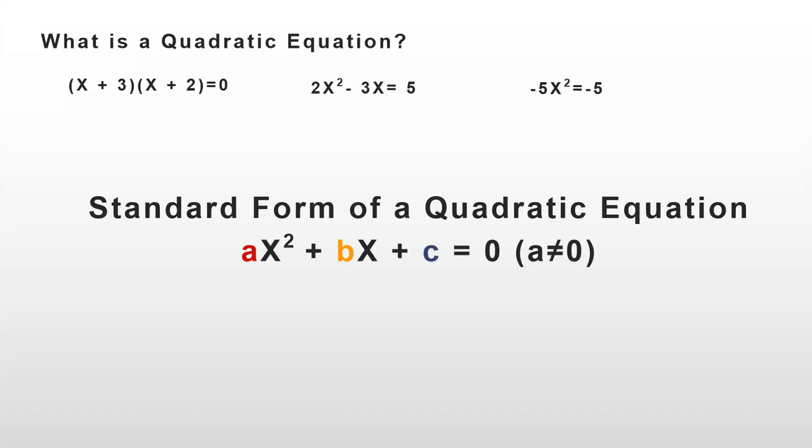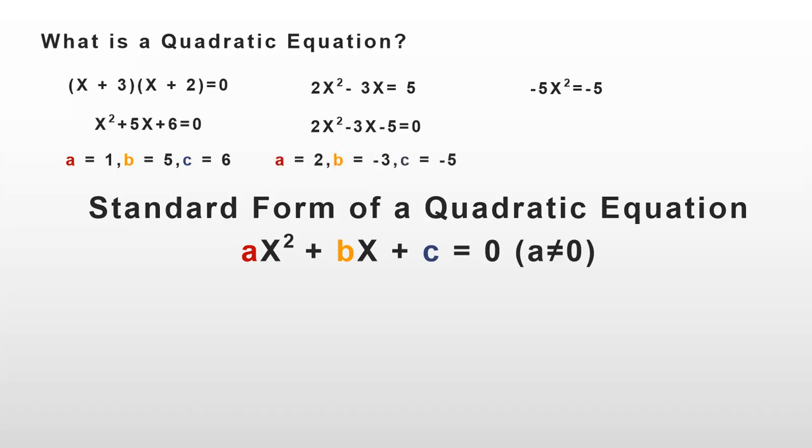As you can see with all of these three at the top, you can turn this into x squared plus 5x plus 6, which is basically the standard form with a equals 1, b equals 5, and c equals 6. The 2x squared minus 3x equals 5, you can move the 5 from the right to the left, basically minus 5 from both sides. So you can get 2x squared minus 3x minus 5 equals 0, in which case a is 2, b is negative 3, and c is negative 5. And lastly, we have negative 5x squared equals negative 5, which if you add 5 on both sides, you get negative 5x squared plus 5 equals 0, which turns into a equals negative 5, b equals 0, and c equals 5.